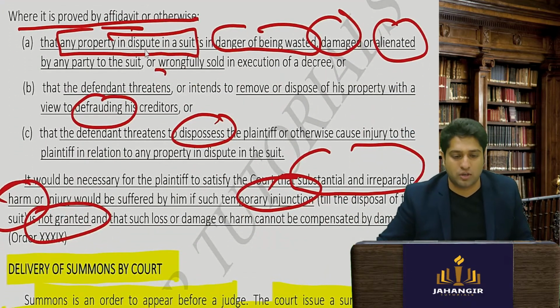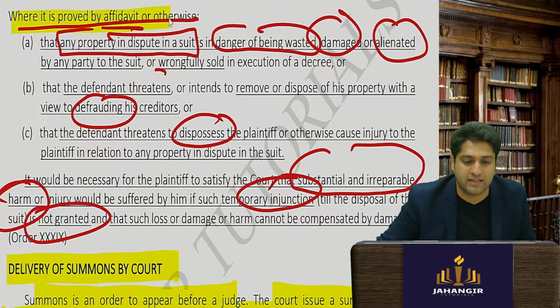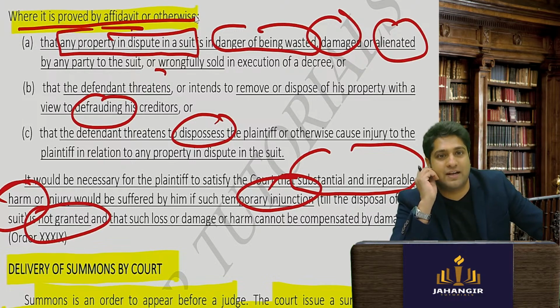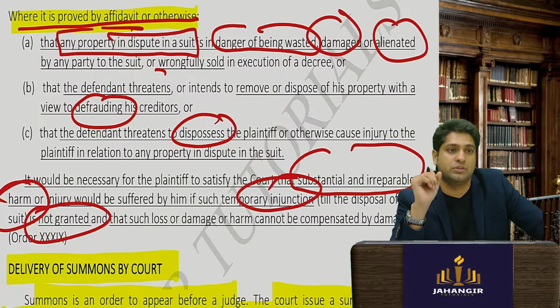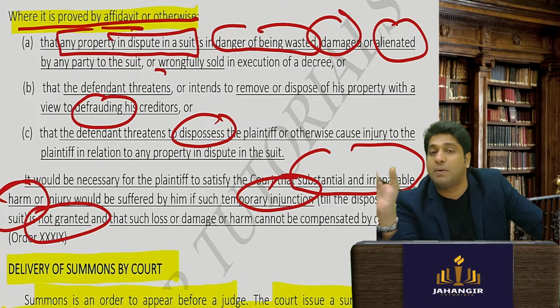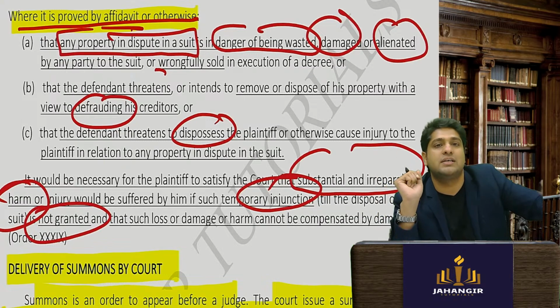Now let's take an example. Two brothers are fighting. One is saying I am the owner of the house. The other one is saying he's the owner of the house. Now the court will tell them, listen, till the final case, the party cannot sell the house. So this is a temporary injunction.